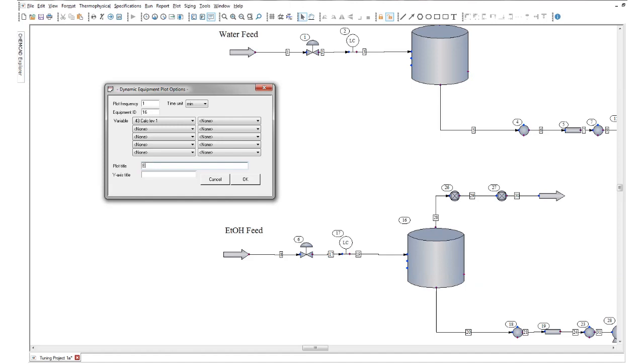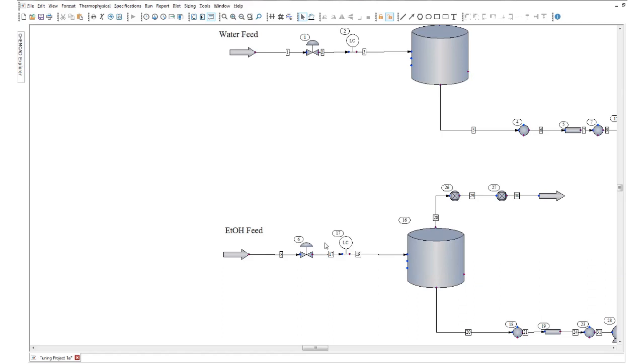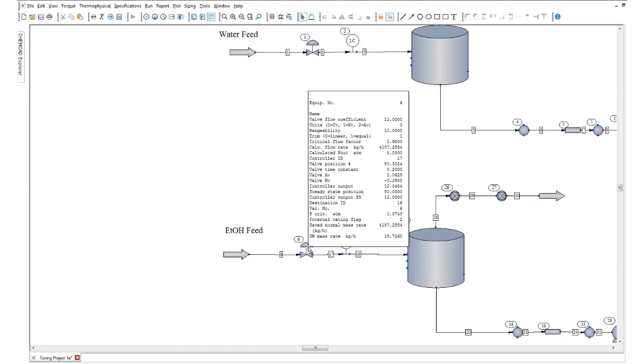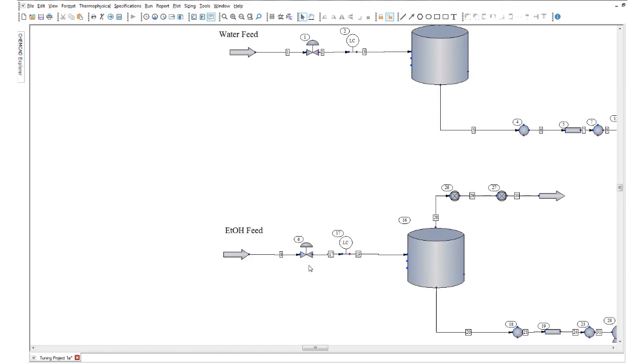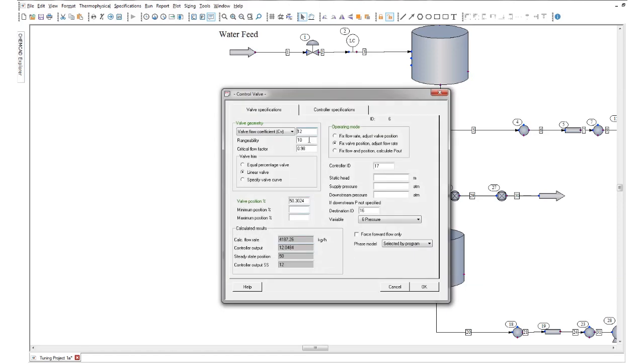And I can type in a plot title and begin to find out what the proper tuning values are for the level controller. Now, like the water, you may find that the ethanol feed valve might be too small, and so you would have to look at increasing that valve size. You do that simply by double clicking on it, changing the valve coefficient, and clicking OK.